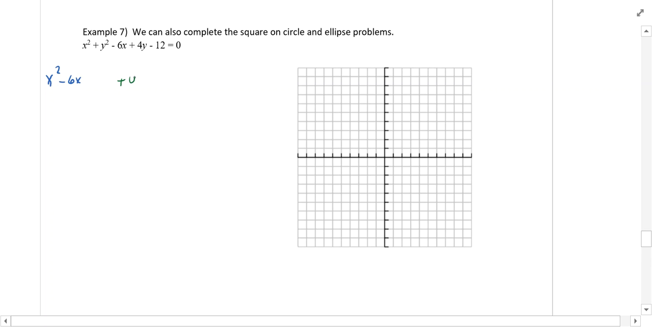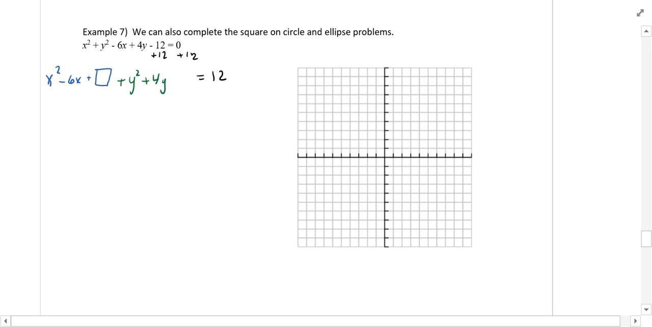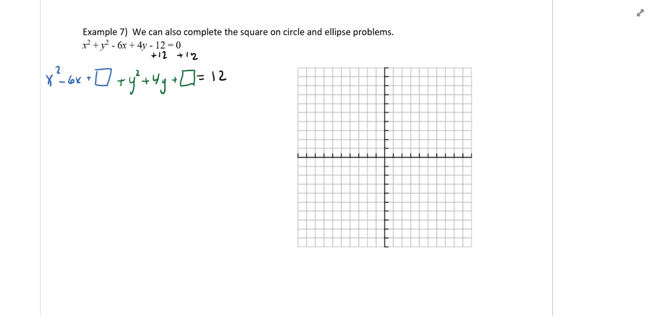And then I'm going to put my y's together. I'm also going to take that negative 12 and move it to the other side by adding it to the other side. So I've moved the negative 12 to the other side, and I've organized my pieces. Now I need to find some number that makes this a perfect square, the blue section a perfect square trinomial, and a number that makes the green one a perfect square trinomial.